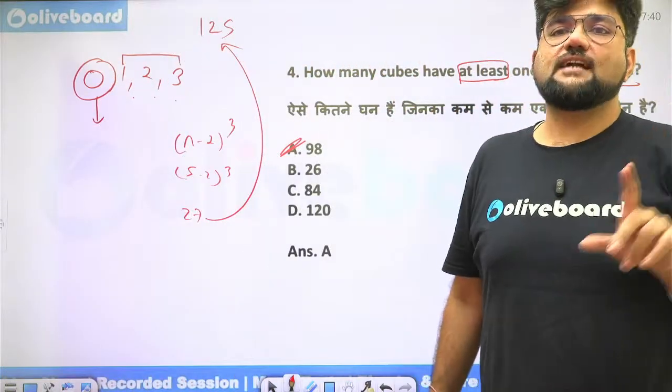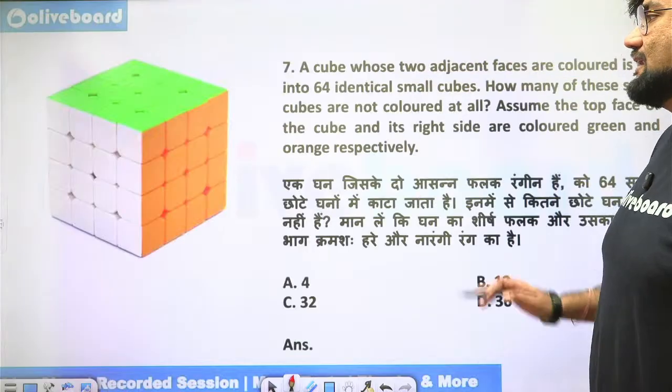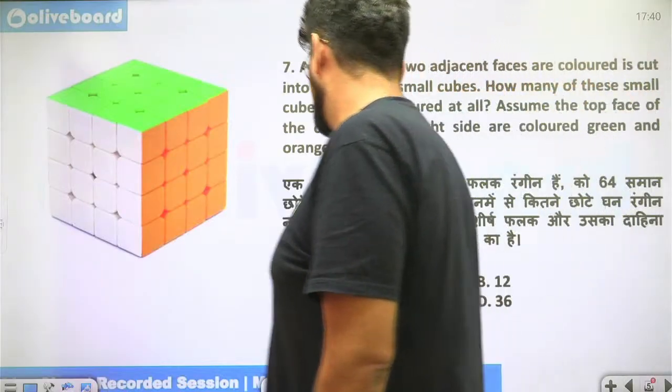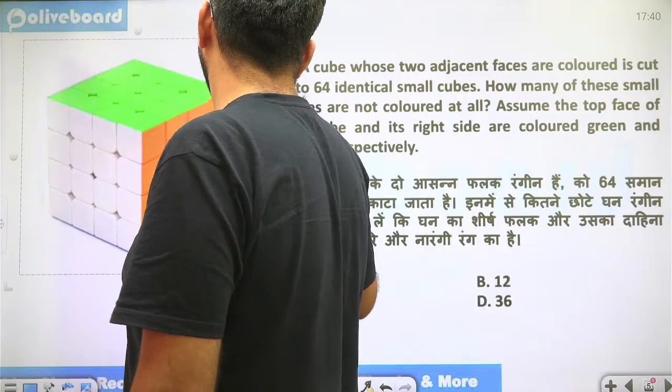Now this is an understanding. This is not a regular question. This is not a direct question. Okay, let's look at the next one. The next one also, if I just remove the figure, this figure actually was not given in the exam, in the question I mean.